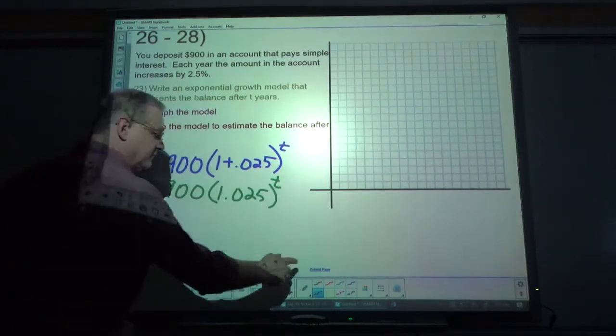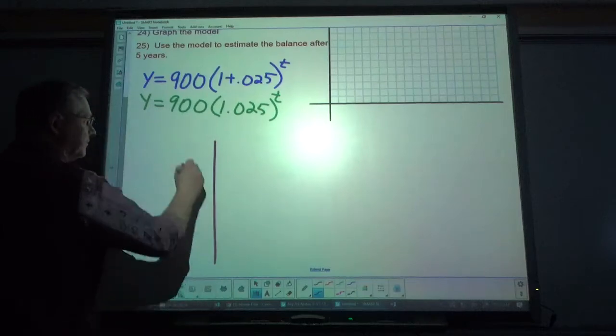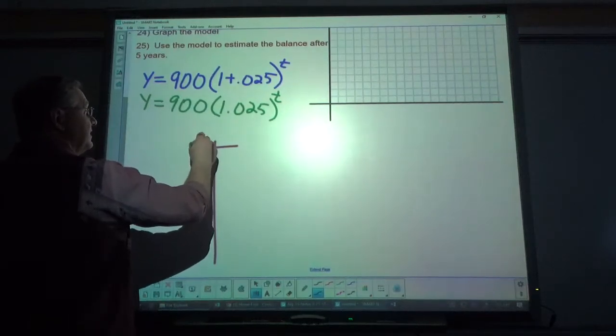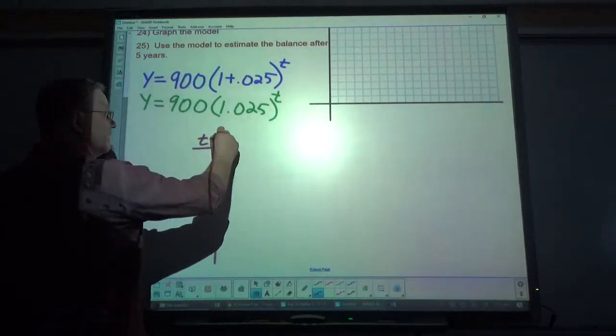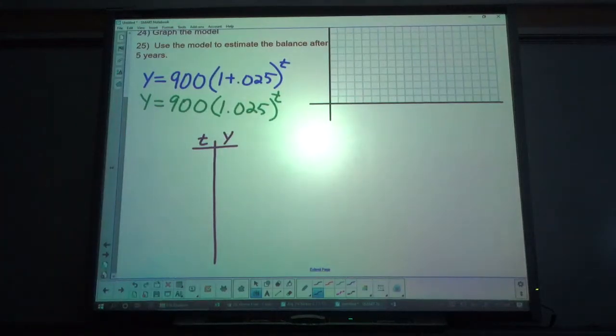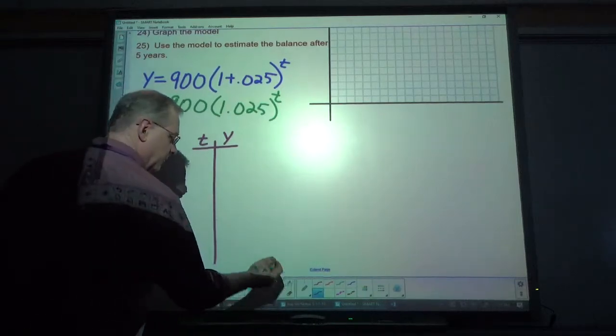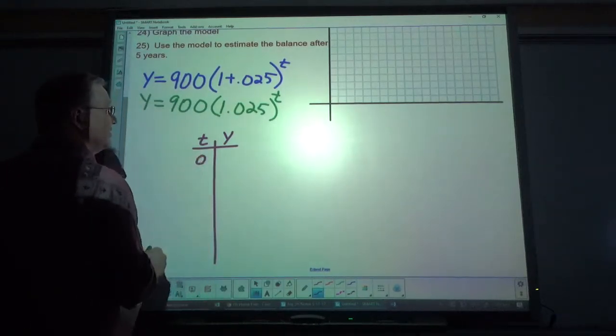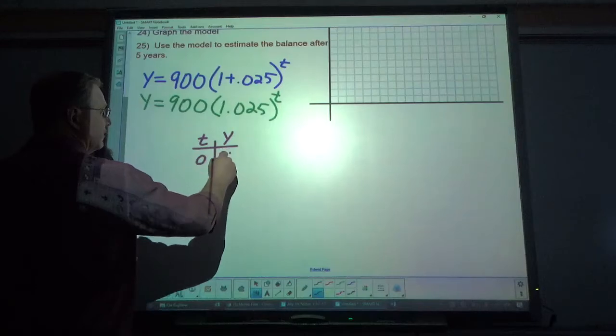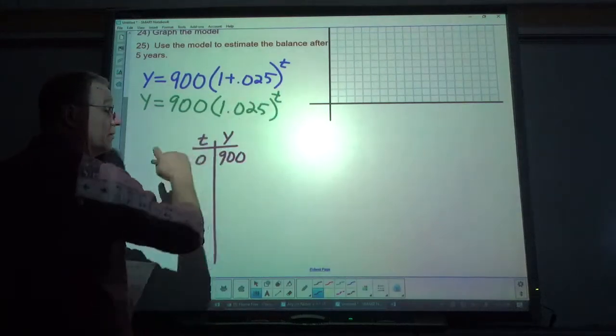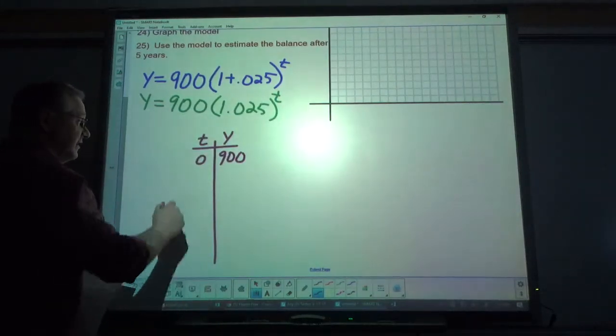The next thing it asks is for you to graph this. So I need to have some points to graph. Remember, t is like the x value, and y is the outcome. Now I'll need to get my calculator to do this, because this is going to get a little bit difficult to type in if we don't. We know that the starting value at 0 is going to be 900, because anything to the 0 power is 1, times 900 is 900.